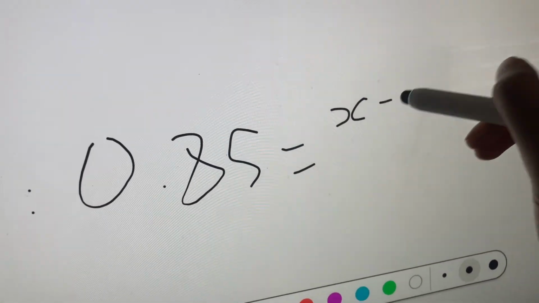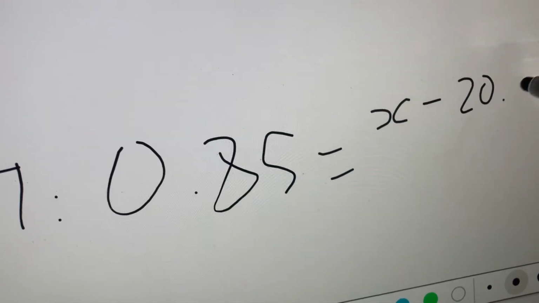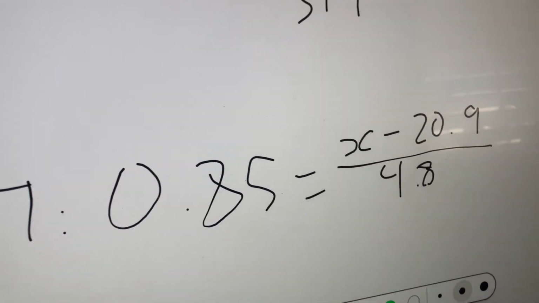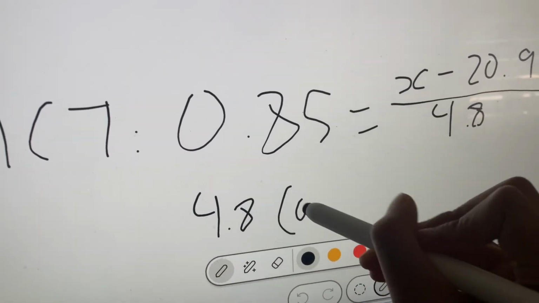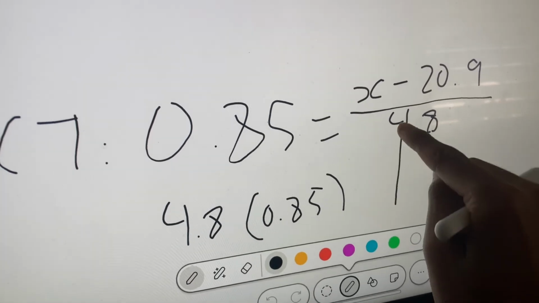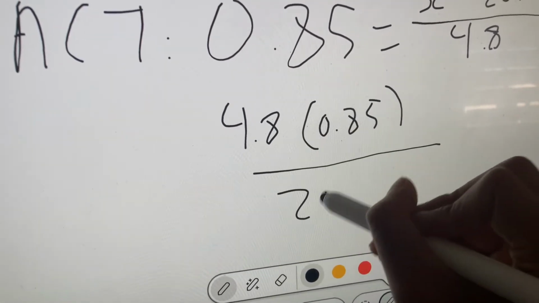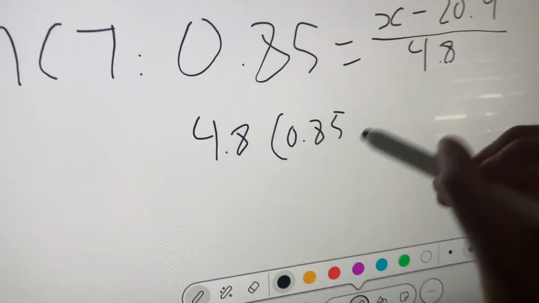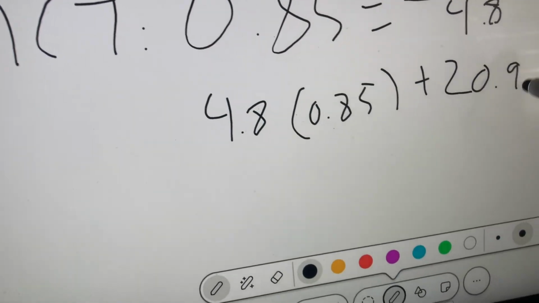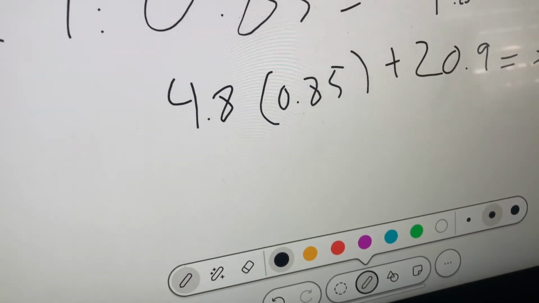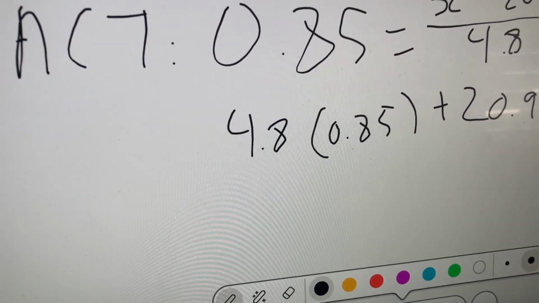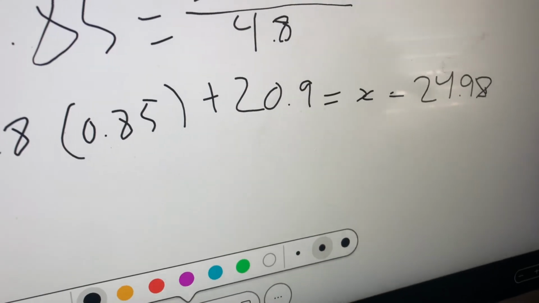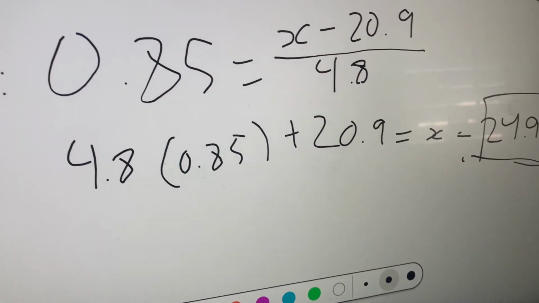So let's just use X for our value, minus the mean for the ACT, which is 20.9, over the standard deviation for the ACT, which is 4.8. Then now it's just a little bit of algebra. Basically, we would do 4.8 times 0.85, and then you would add 20.9 to that, and so then you would get that the value is 24.98. So this tells us that a score of 24.98 on the ACT is equivalent to a score of 1770 on the SAT.